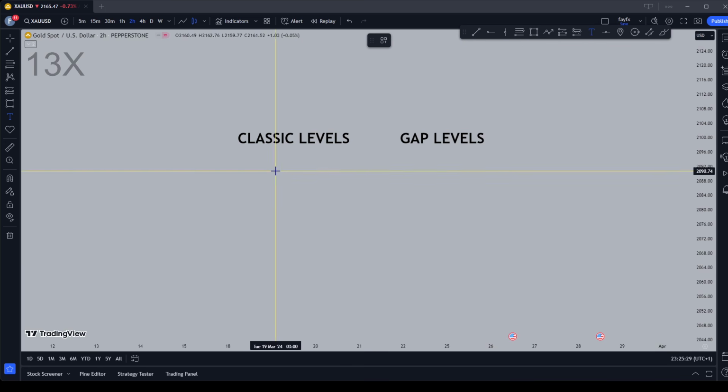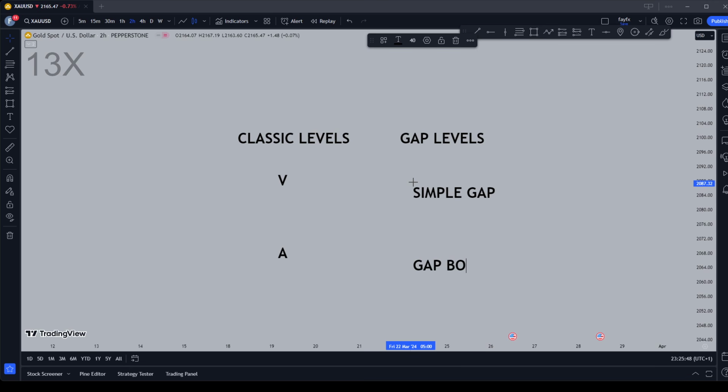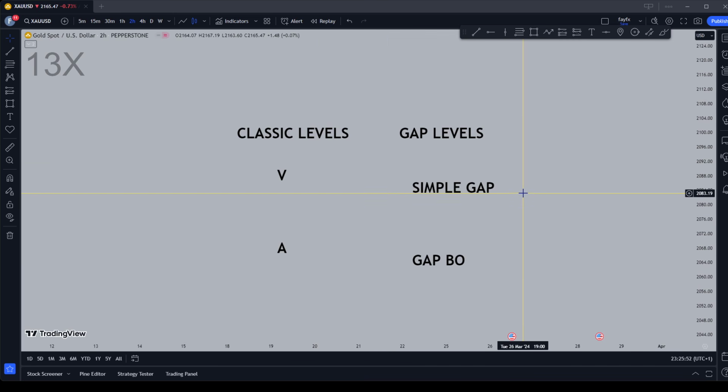For the classic levels, either V or A. For a gap, either a simple gap or a gap breakout. Those are the levels we are going to use.